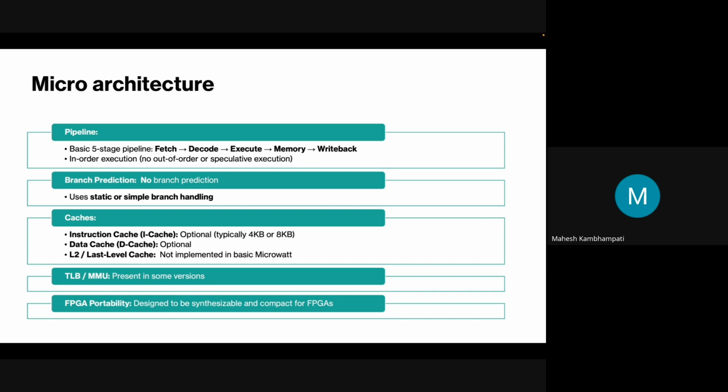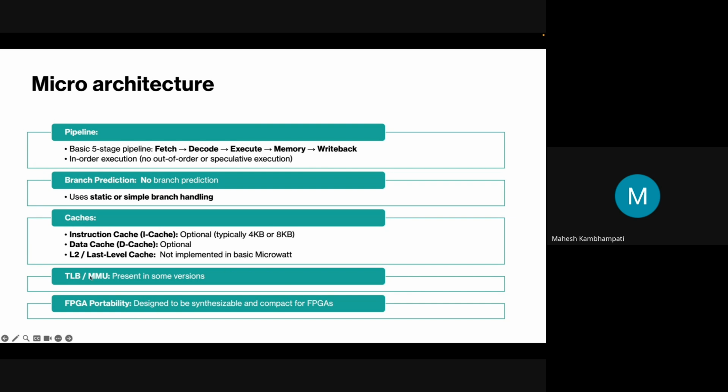And it typically has two caches, instruction cache and data cache. We can choose to implement multiple levels of caches, but not necessarily in basic Microwatt. So it just has some instruction cache and data cache. We can have options of MMU and TLB in some versions if we choose to have it. TLB stands for translation lookaside buffer, if I'm not wrong, and MMU and TLB both help in virtual addressing.